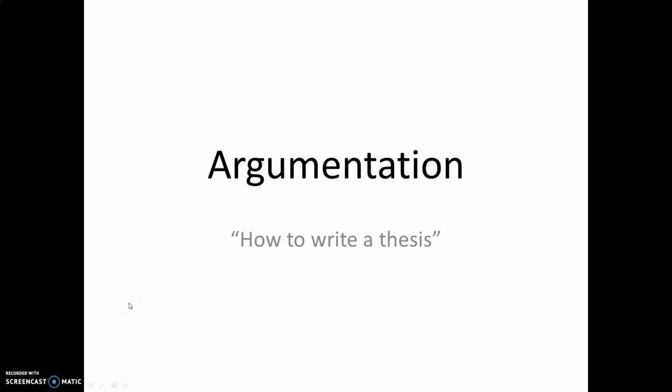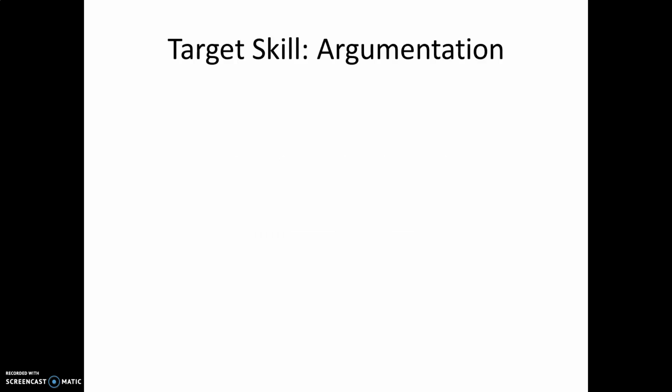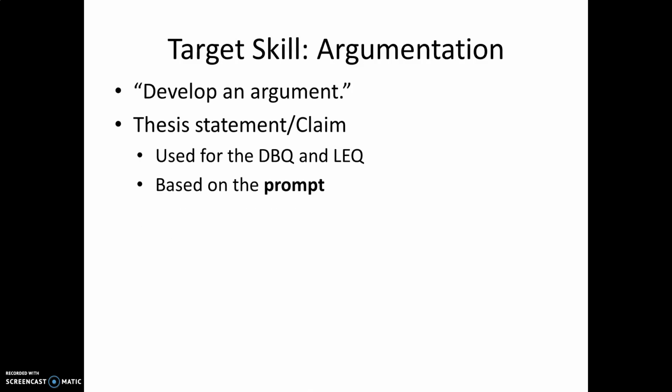What we're going to take a look at is the sixth historical thinking skill of the course. Technically, it's called argumentation, but you can simplify it by saying how to write a thesis. So when we look at argumentation, develop an argument. That's the wording of it. That's the skill. Develop an argument. Sometimes we'll refer to it as a thesis, and sometimes we'll refer to it as making a claim.